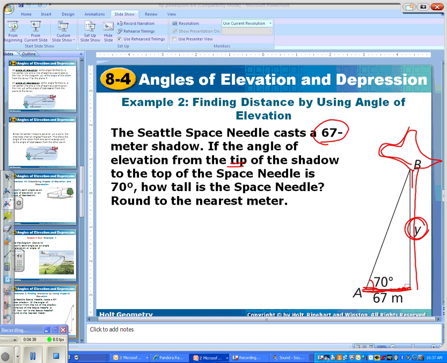We want to figure out how tall this Space Needle is, because again, it would be really dangerous if you took your meter stick that you always walk around with and tried to climb up the Space Needle to see how many meter sticks it is. So we're going to use trigonometry instead and be a little safe.